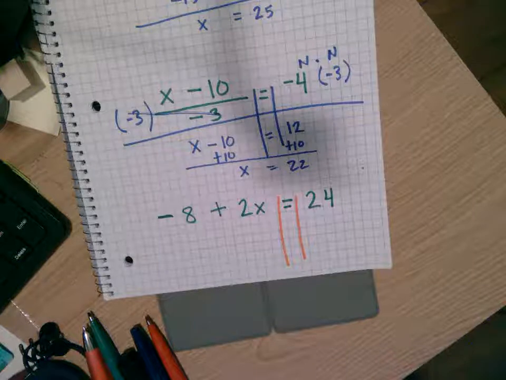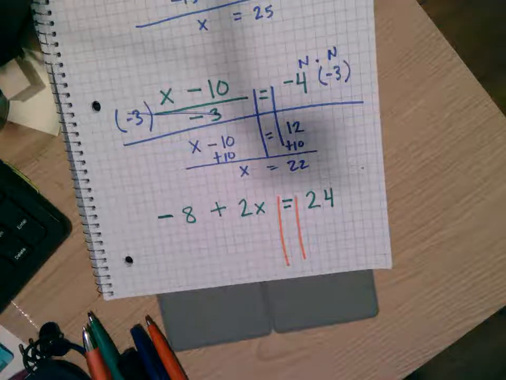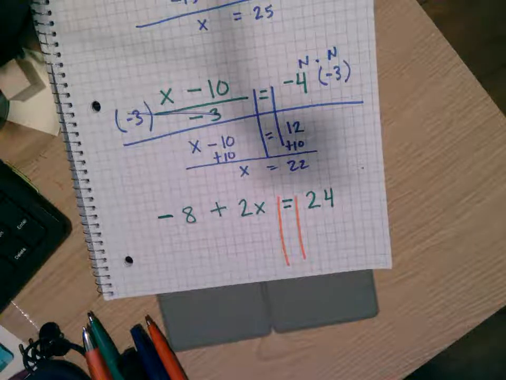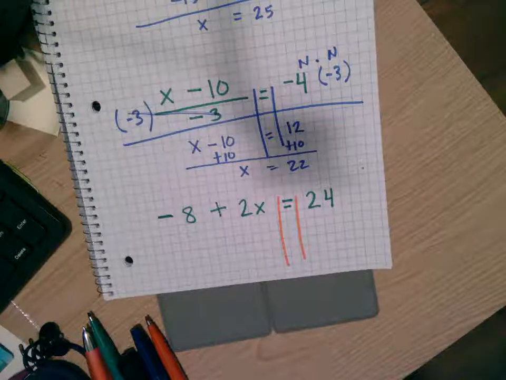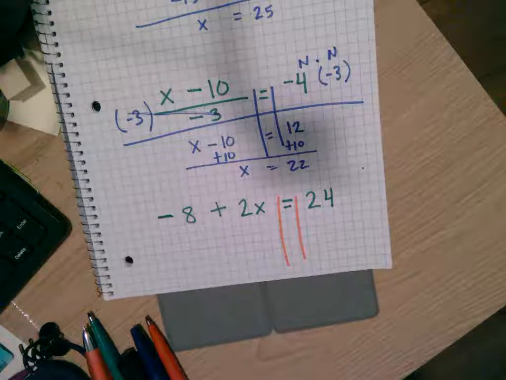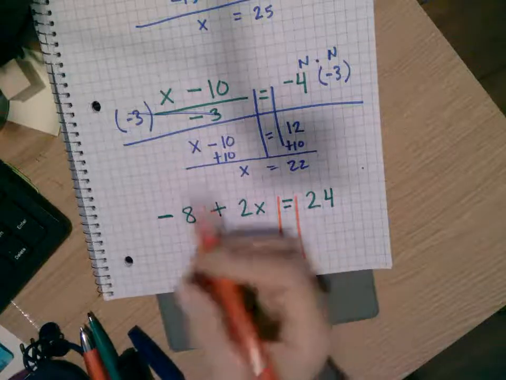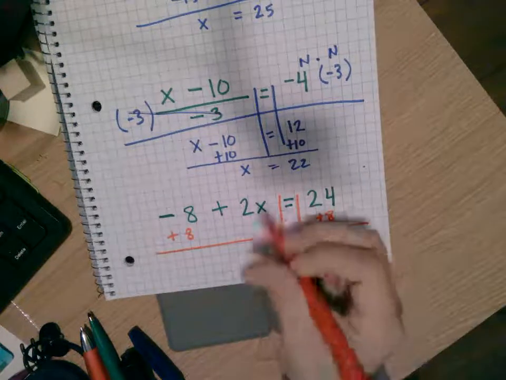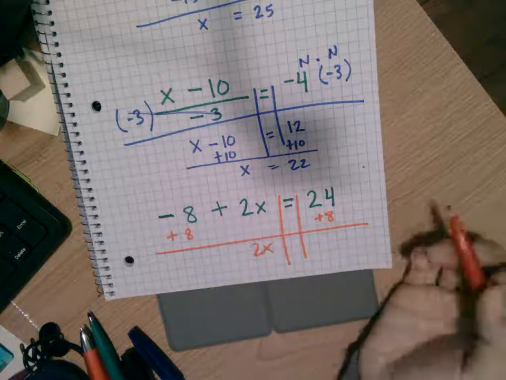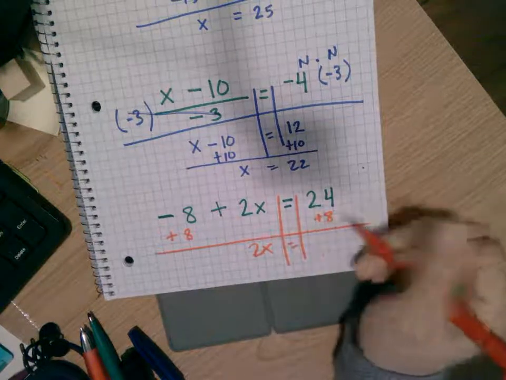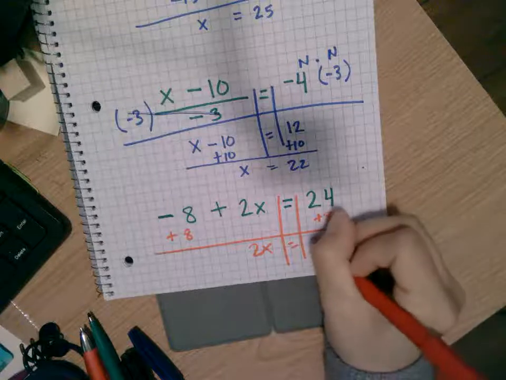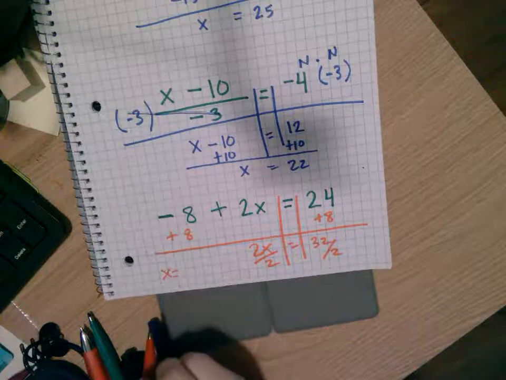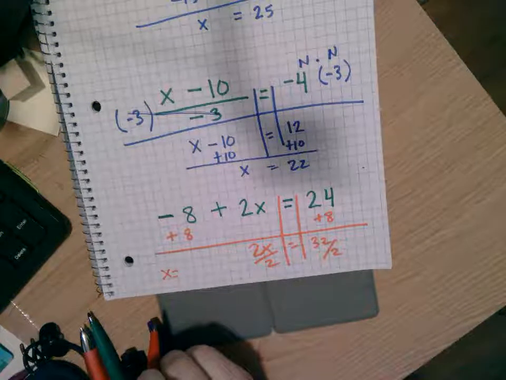Negative 8. How do I move it? Plus 8. Put it under the 8. I know, but operation. Plus 8. There's two ways to do it. We'll go with plus 8, plus 8. So here we're left with 2x. We kind of ignore that addition sign. Equals, what's 24 plus 8? 32. Divide by 2, divided by 2. What is x equal to? 16. Yeah, you're right.